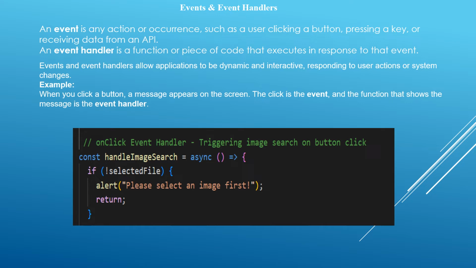So these are examples of events and event handlers. And we have a code here. Let us decode that code. So firstly we have handleImageSearch, and that is declared as asynchronous. Its meaning is it can handle asynchronous operations if needed.